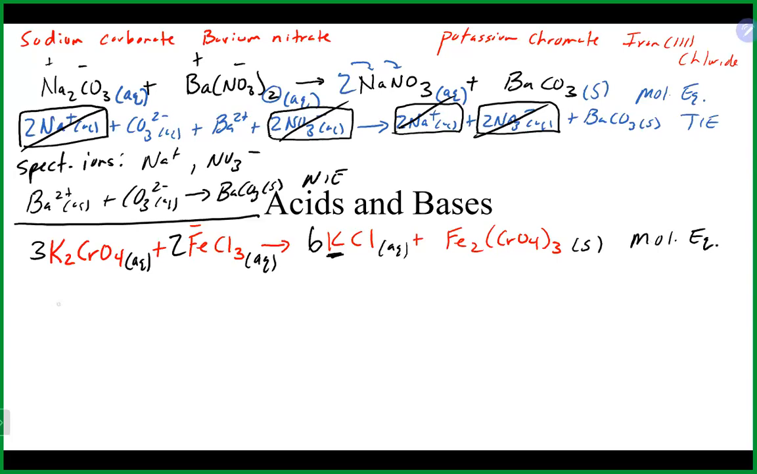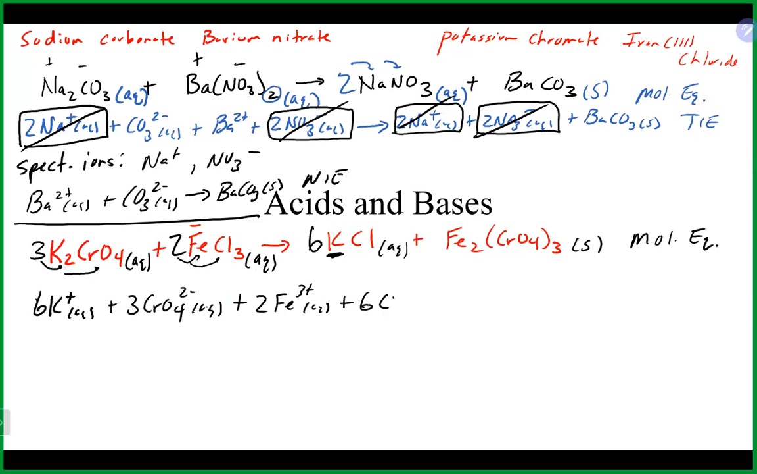So now we're going to break this apart. This is a strong electrolyte, so that's going to give me 6 of the potassiums, as we do need to distribute this to everybody. That will give me 3 of the chromates. This iron 3 chloride is also a strong electrolyte, so that's going to give me 2 of the iron 3s. Once again, this gets distributed to everybody, so that will give me 6 of the chlorides when I multiply the 2 times the 3.